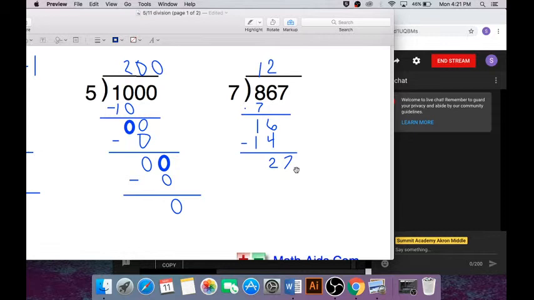So we have to see how many times 7 goes into 27 without going over. That's going to be 3 times. 3 times 7 is 21. And we're going to subtract. 27 minus 21 is 6. We don't have any numbers left, so we're going to make this a remainder of 6. So our answer is 123 remainder 6.